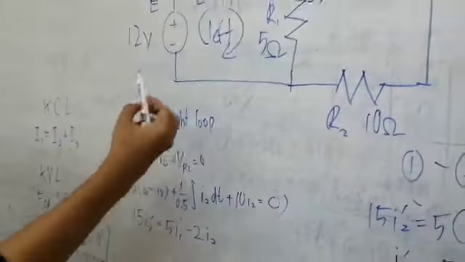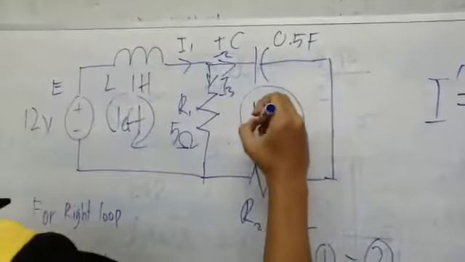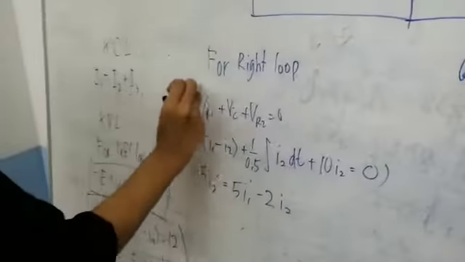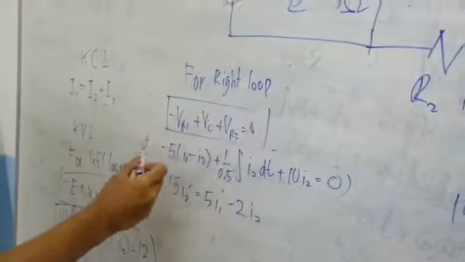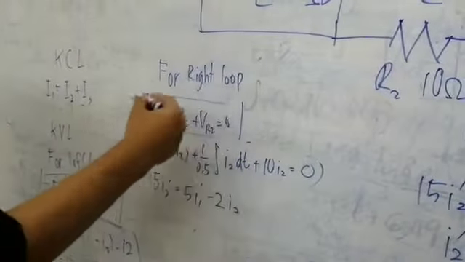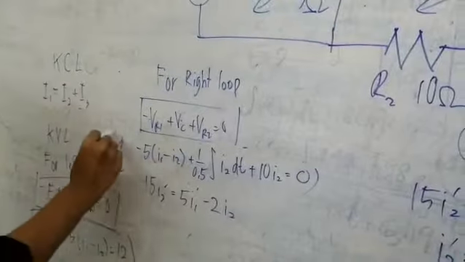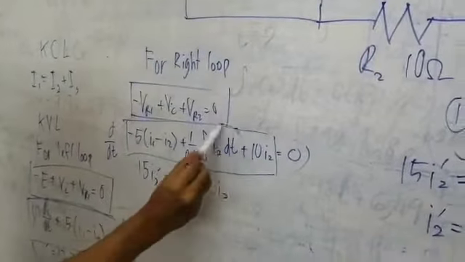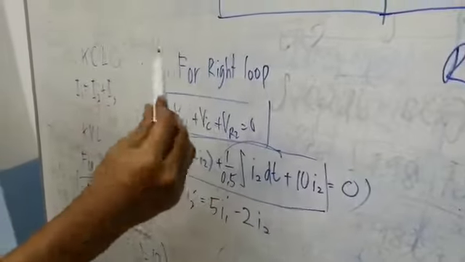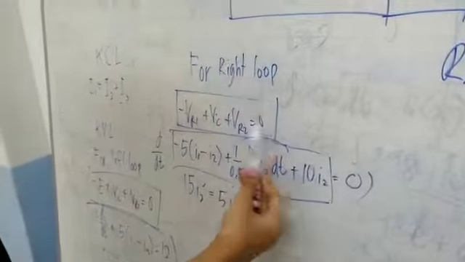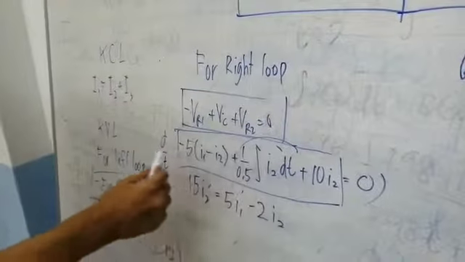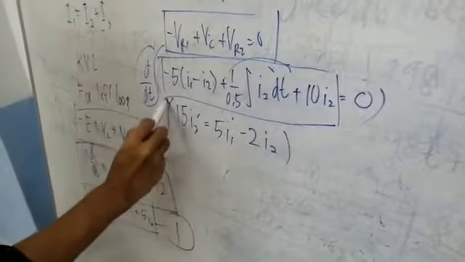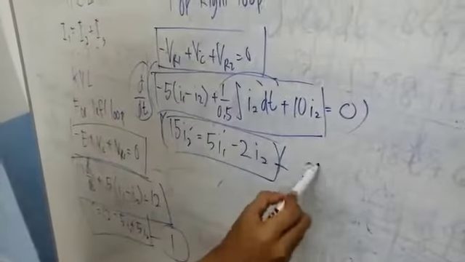Okay, from the right loop, we got this equation. After that, we got this equation. We input the equation. We will get this, but we have integration here. We need to eliminate the integration. We must differentiate this equation, and it becomes like this, the final one, and this is equation number 2.